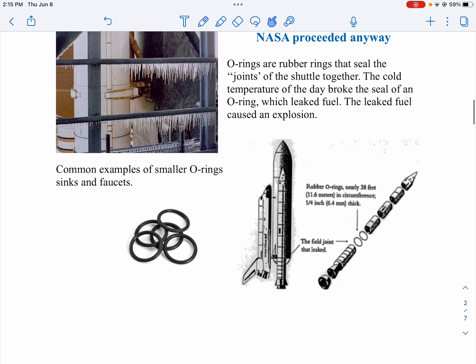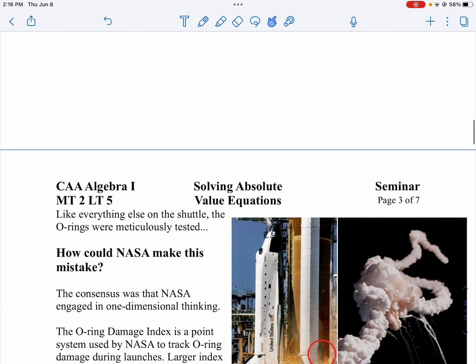Here's a picture of our O-rings. Obviously, these are very large O-rings compared to the O-rings we usually see. But these were 38 feet in circumference and were about a 1/4 inch thick, about 6.4 millimeters. Right here is where it failed. You might have seen O-rings like on your sink or your faucet because they create a seal. That's the whole idea of the O-rings.